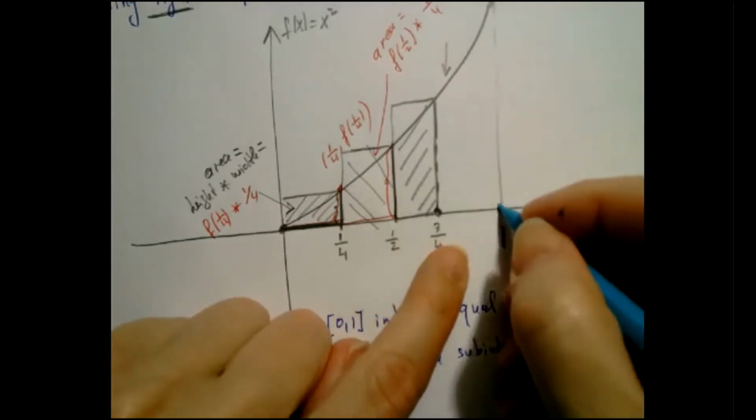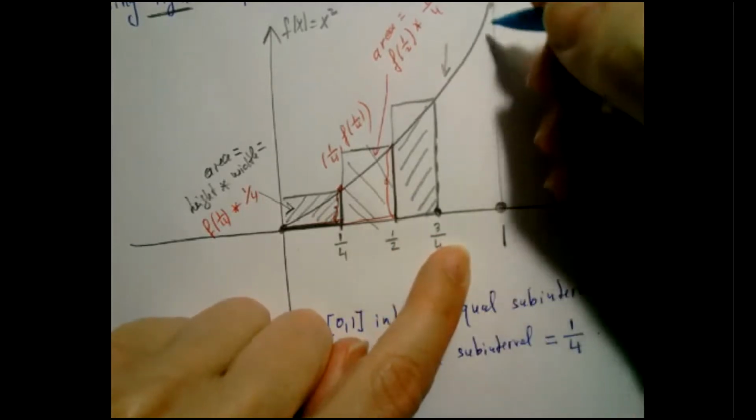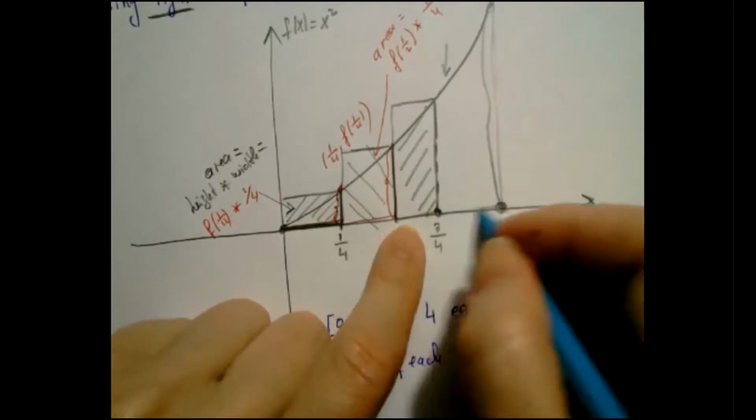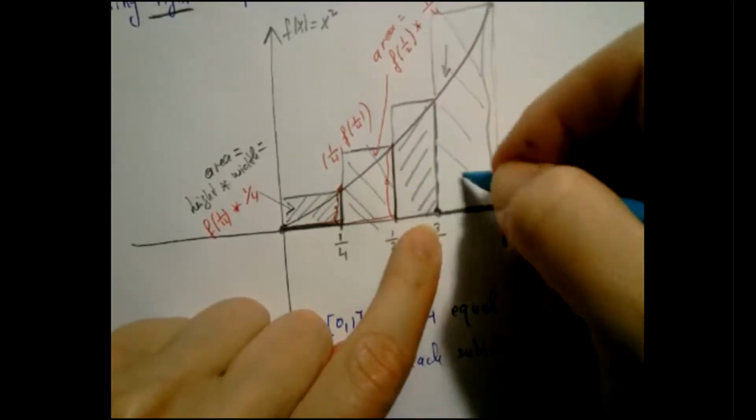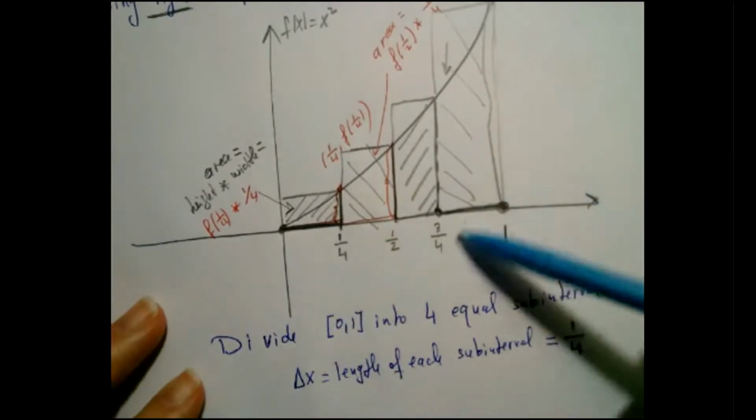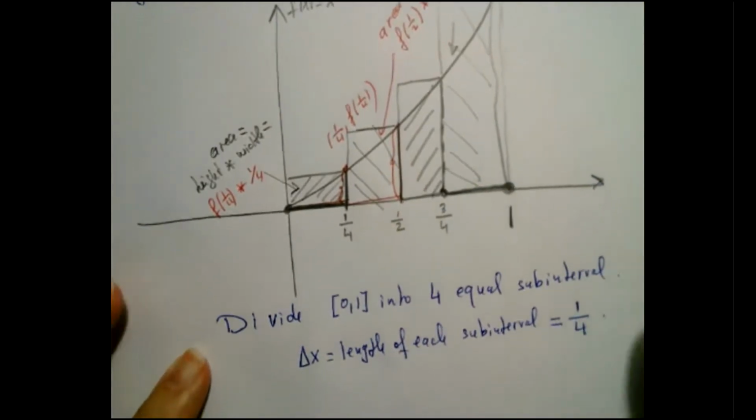And finally, my last rectangle. I take for height the value of the function here. So that's my height, and the width is from here to here. It's the delta x. And that's my last rectangle. So these are the rectangles I'm going to use to approximate. So let's write this down.